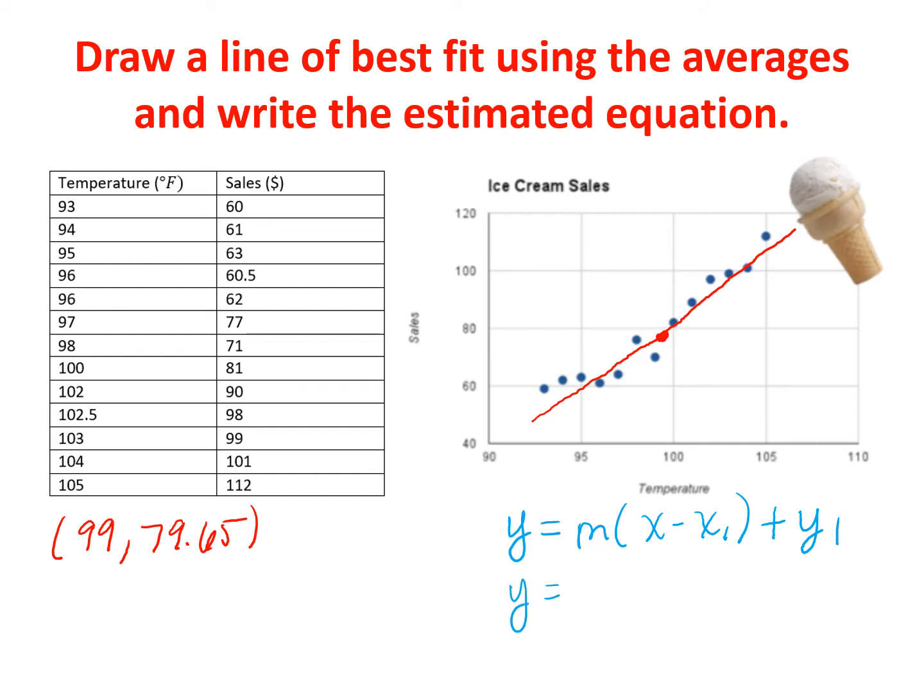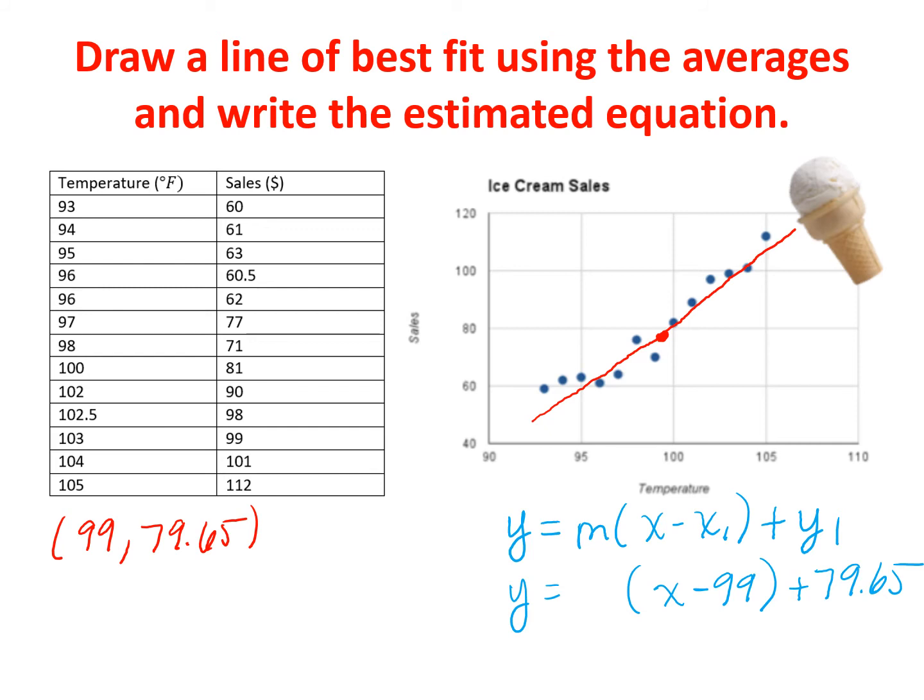So we can go ahead and fill that first piece in. So y equals, we'll leave a spot for the m, x, and it says opposite of x1, and since it was 99, this will be a minus 99, and then a plus y1, so it means whatever y1 is, and that's 79.65.